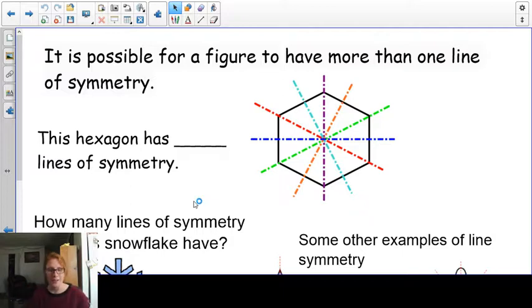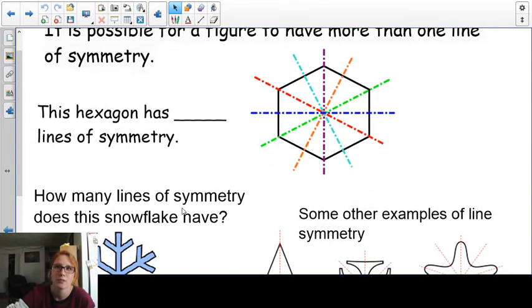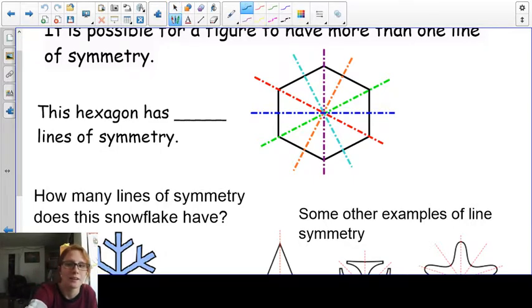Okay, so it is possible for a figure to have more than one line of symmetry. In this hexagon, we have symmetry on the red line, so there's 1. We see the light blue line, so that's 2. Purple, 3. Orange is 4. Light green is 5. Blue is 6. And then if we look again, we're back at that red line. So this hexagon has 6 lines of symmetry.